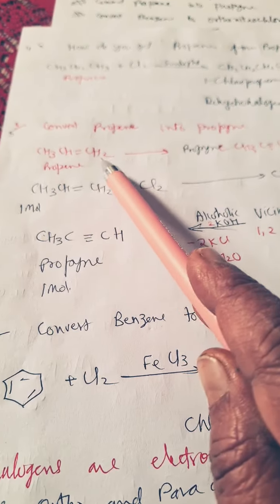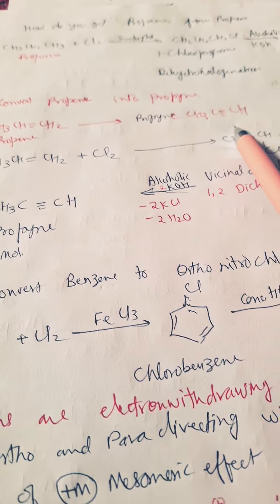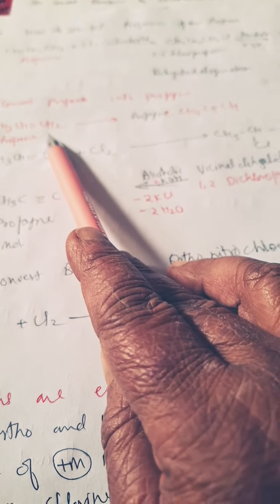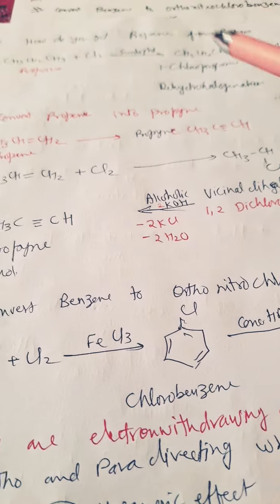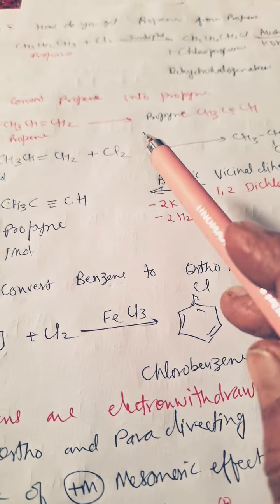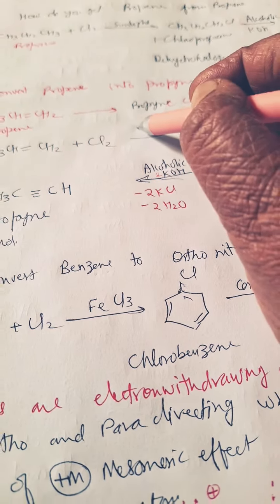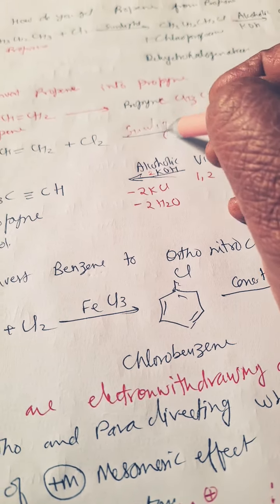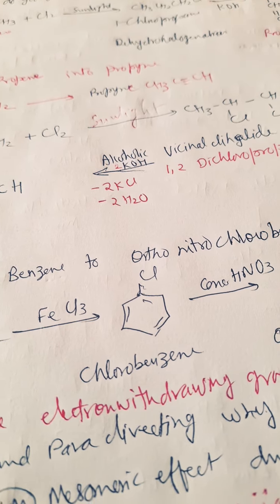So here propene and propyne both are unsaturated compounds. Here CH3 CH double bond CH2 is propene and propyne is CH3 C triple bond CH. So what we have to do, chlorination takes place in presence of sunlight. Okay. So what will happen over here?